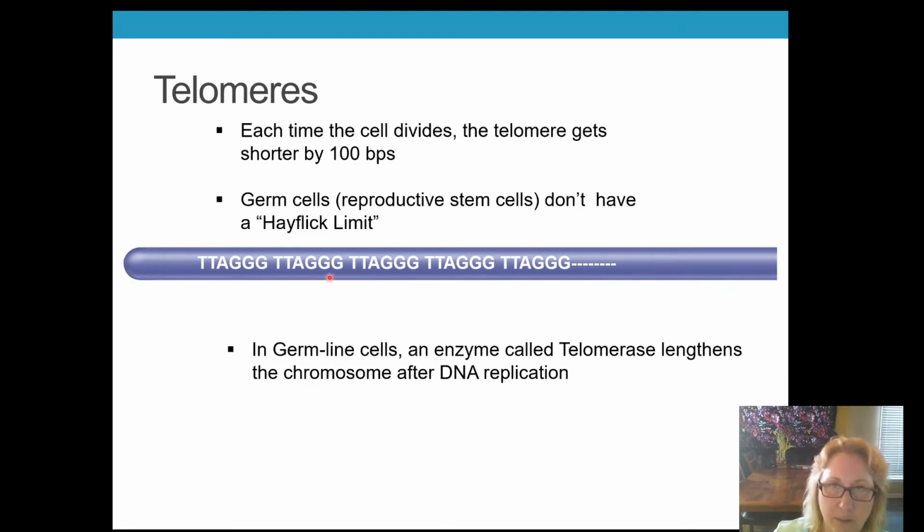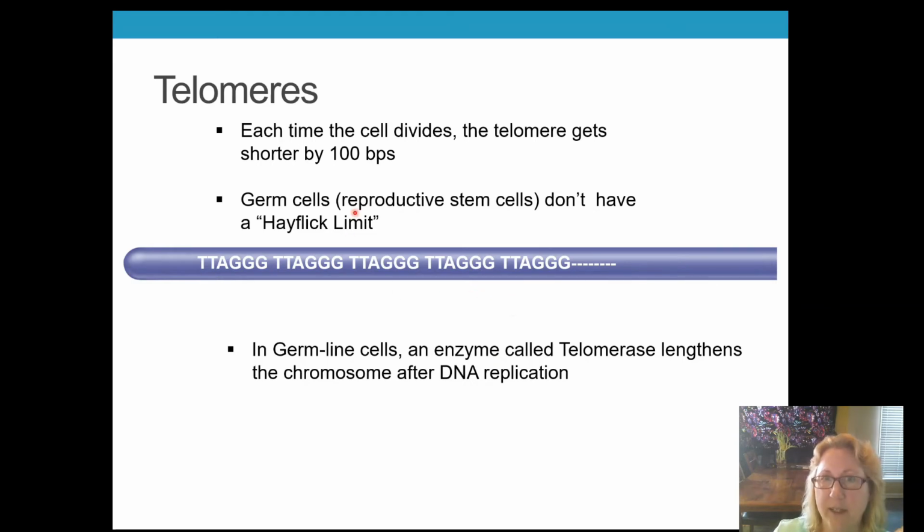This is the human telomere sequence. There are no genes in the telomeres, just like there are no genes in the centromere region of the DNA. These repeats are repeated thousands of times in the end of the telomere.